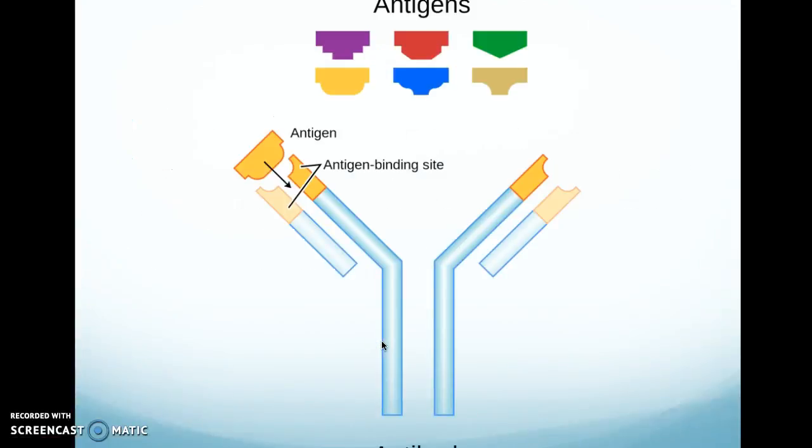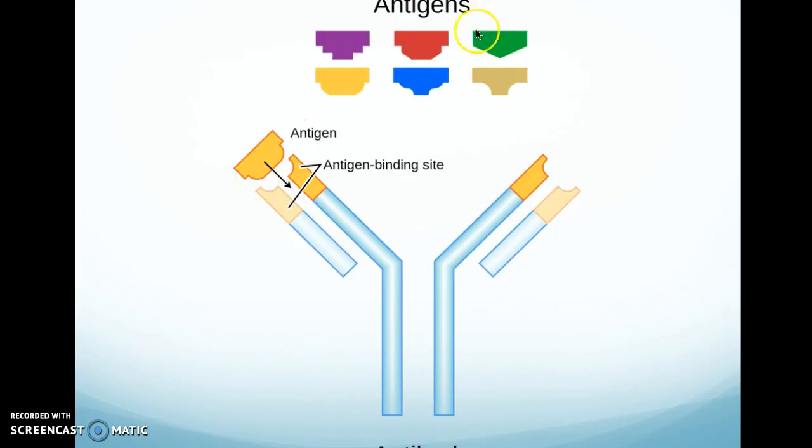And then this is actually just a picture of what an antibody is, and as you can see, it's Y-shaped. This is the antibody, and then this is the antigen binding site, and then this is the antigen. And as you can see, it's just giving you an example of an antigen binding to the antibody. And this antigen is the same shape as the antigen binding site.